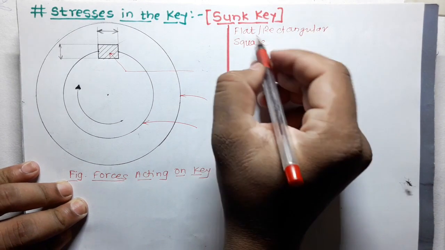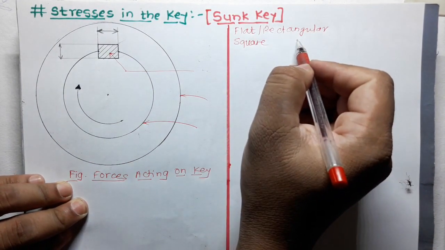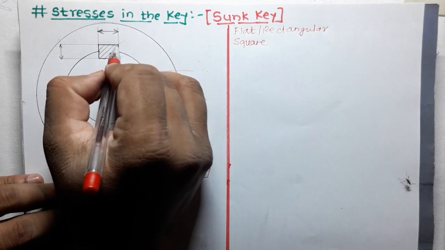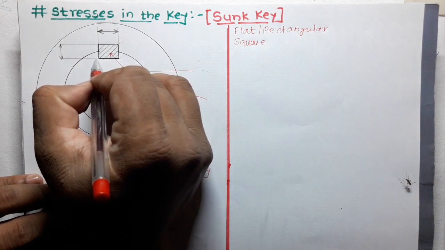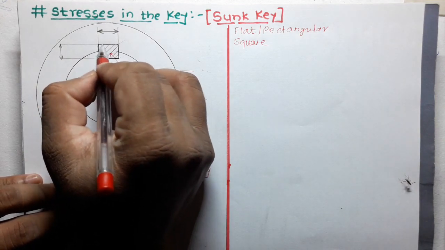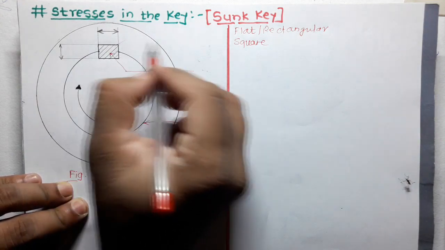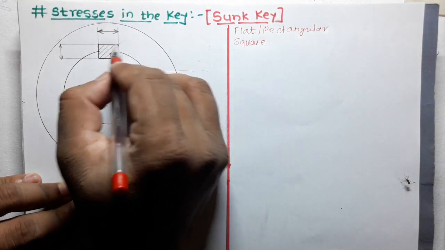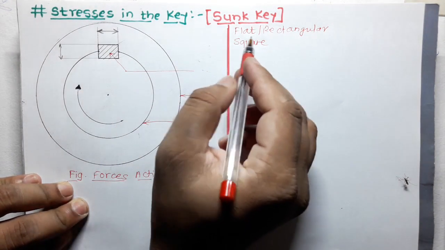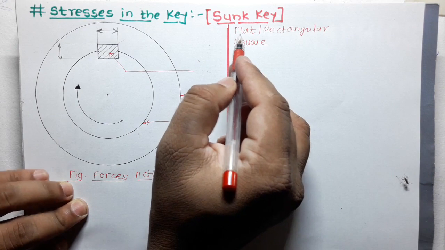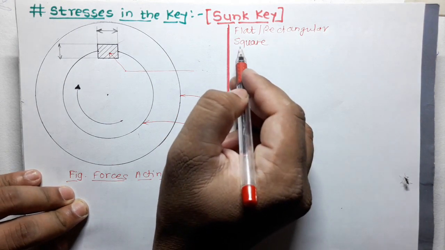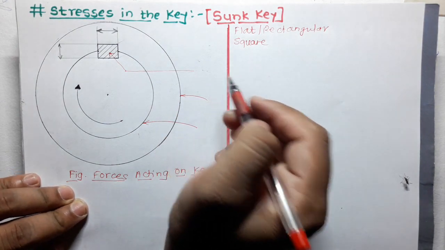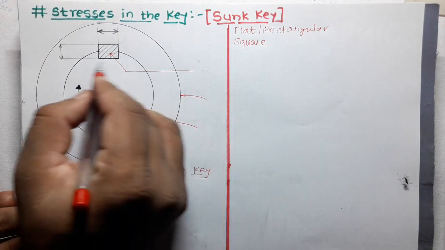We know that a rectangular key indicates that the width of the key cross section and the height of the key cross section are not the same, and the width is greater than the height. For a square key, both width and height are the same. So we will derive the equation for the flat or rectangular key, and also for the square key. So let us consider this is a shaft.